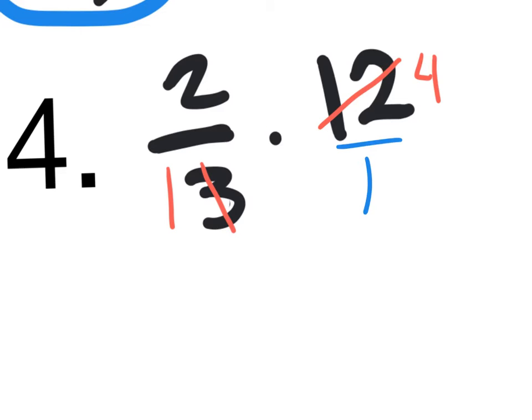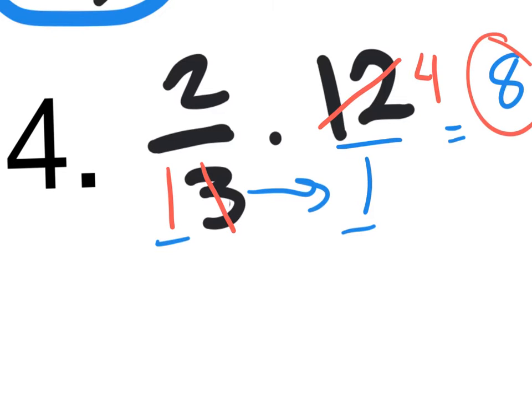2 times 4 is what? 8. So my final answer is 8 up on top. And then 1 times 1 on the bottom. What's 1 times 1? 1. I don't need to put 8 over 1. I mean, I could if I wanted to, but I don't need that over 1 because 8 divided by 1 is just 8. So there's my answer to this problem, just 8.